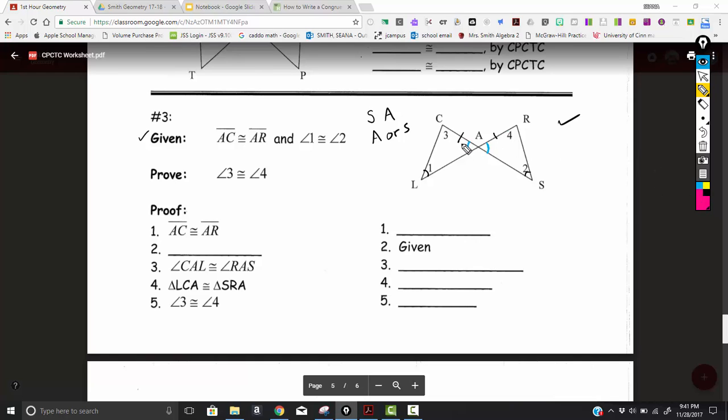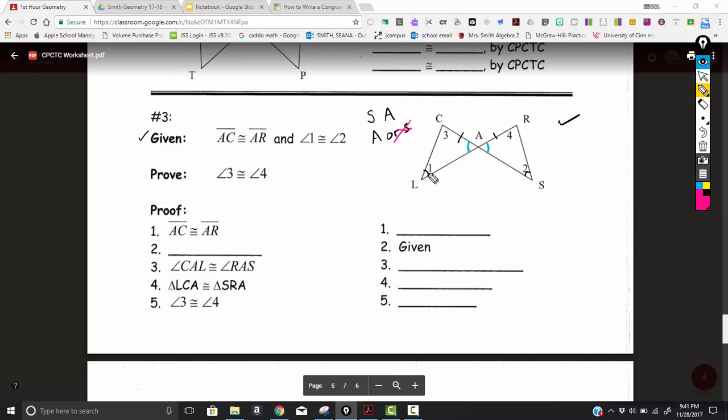Now remember, I say this angle, it's both sides of angle A here, but if I was going to name them, I'd have to use 3 letters. So like CAL is congruent to RAS. So we know which side of A we're talking about, but they're congruent by vertical angles. Now we don't have another side, but we have another angle.